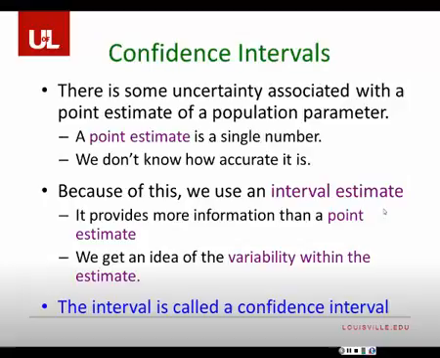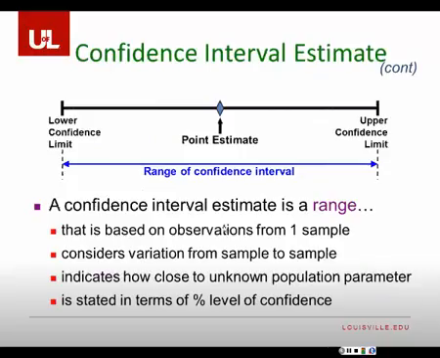It provides more information than the point estimate alone. We know that the sample mean varies, so how much does it vary? We call this interval here the confidence interval. So think of it as, here is our point estimate, x bar, here's our upper limit for x bar, and here's our lower limit for x bar.